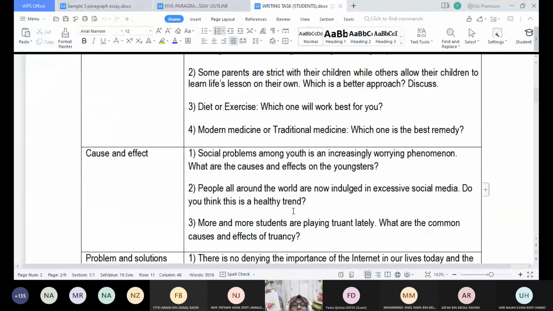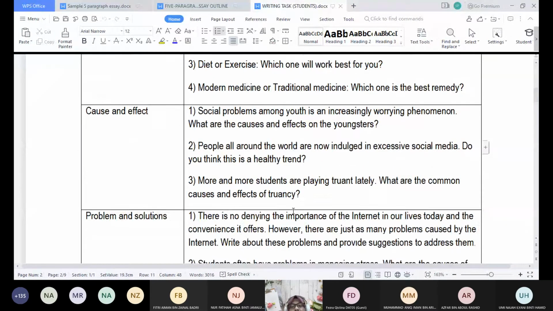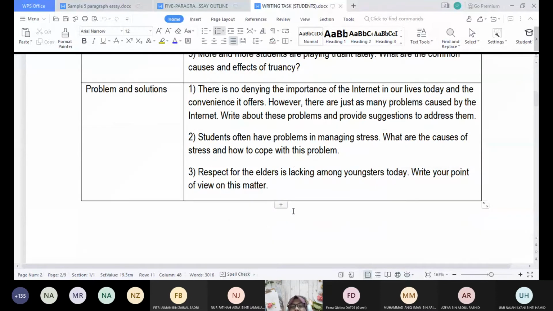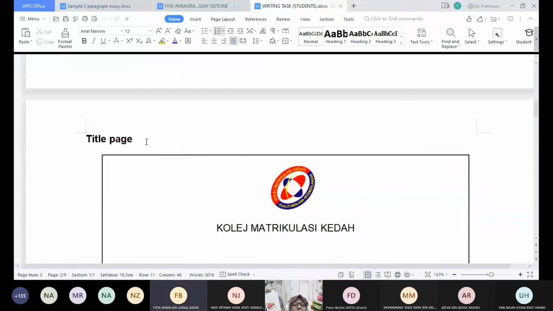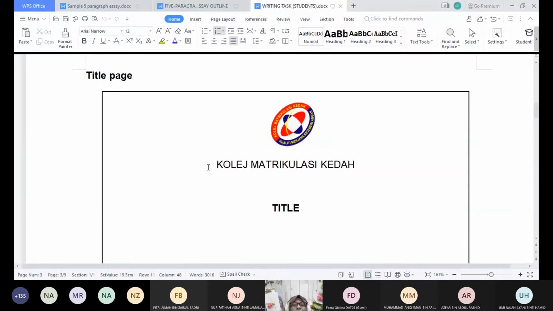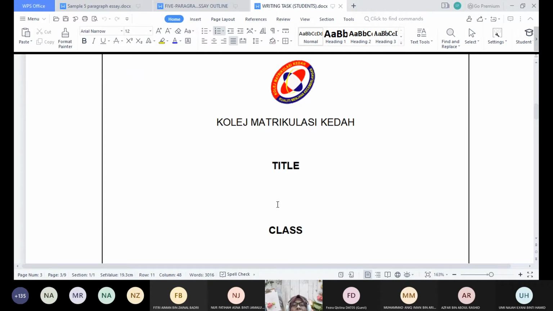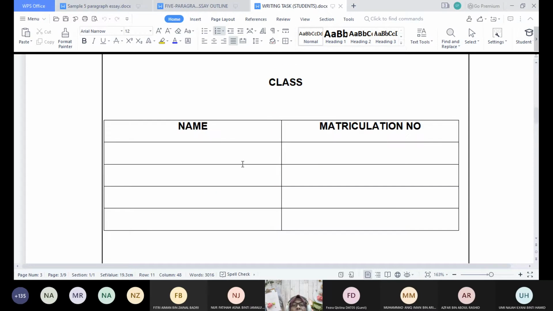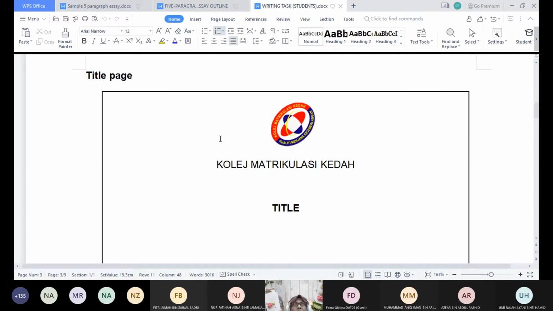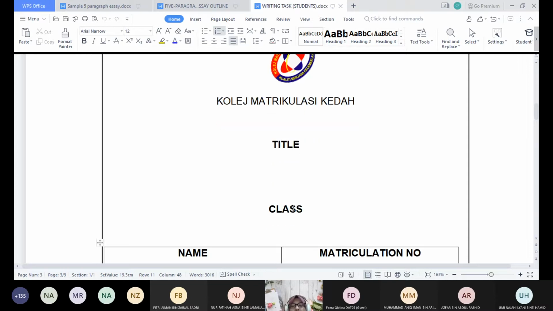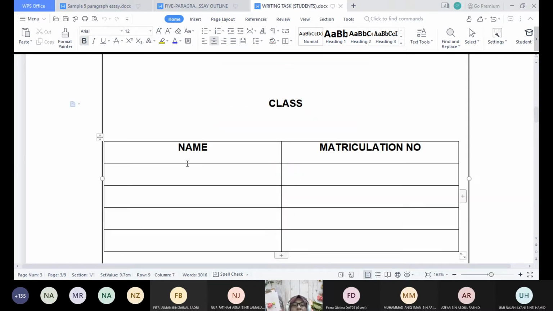So up to this, do you understand? Suggested topics. Yes, understand. Good. Now comes the format. This is your format. We give you everything, the guidelines. You can refer to it later. So the title page, with the collage, you can take this and edit it for the cover page. Later on, you have to give it to me online, all in PDF format. Title, your class, and then your name, matriculation number.